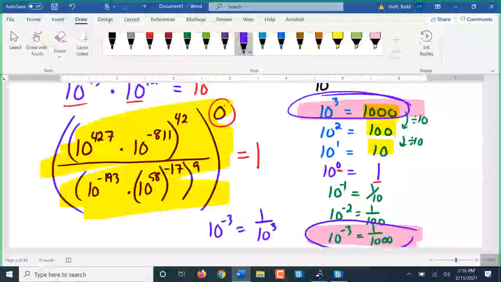And that makes sense. If I multiply something by 10 a negative 3 times, technically, I've divided by 10 3 times.